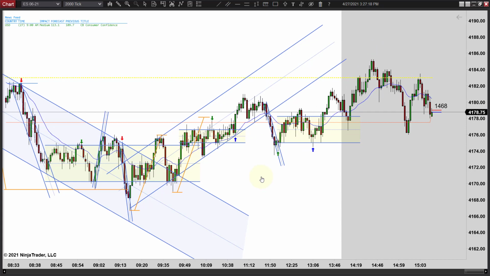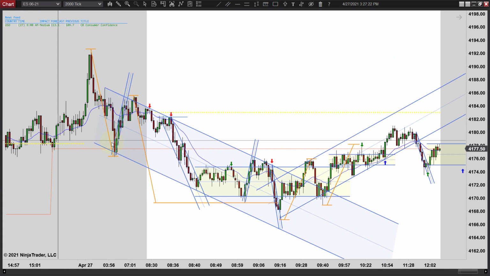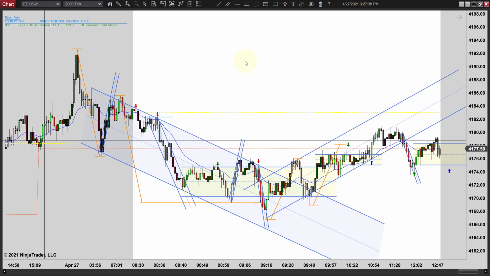Sometimes they're easy to see. This one's not too hard to see. You can clearly see that two-legged move there, and then when we started down, it looks almost like one move, so you're going to get another leg down most likely. Notice we bounced to the tick there first, but it pushed down and ran a little bit lower before it reversed. So hopefully that helps you with that.